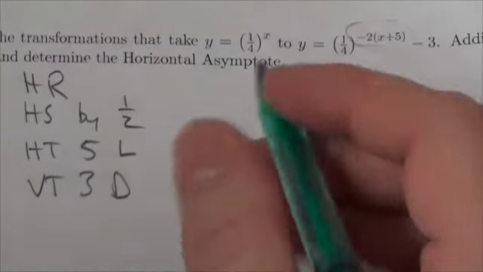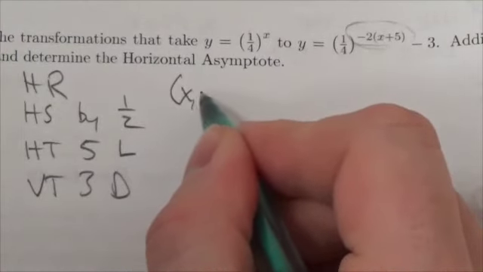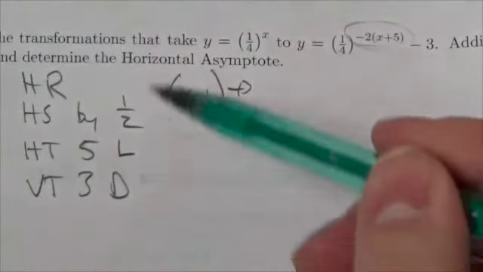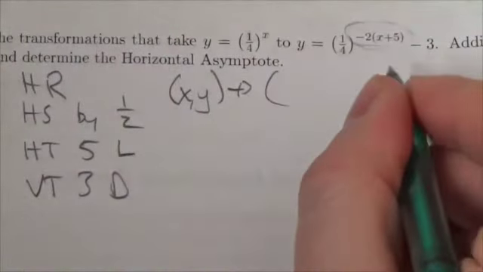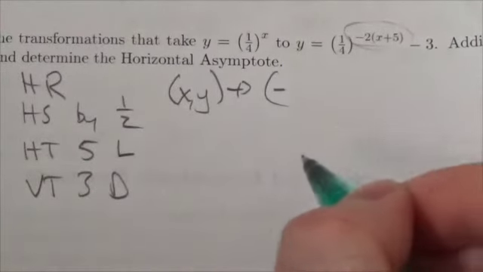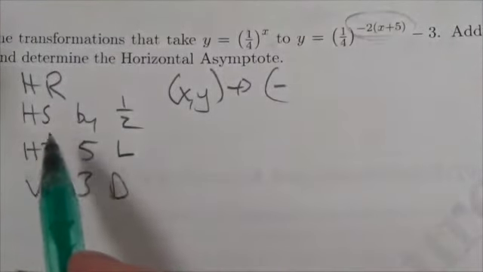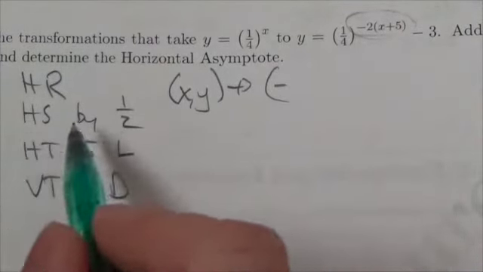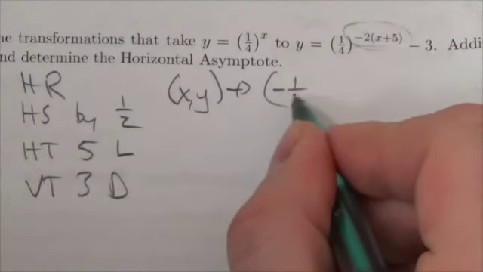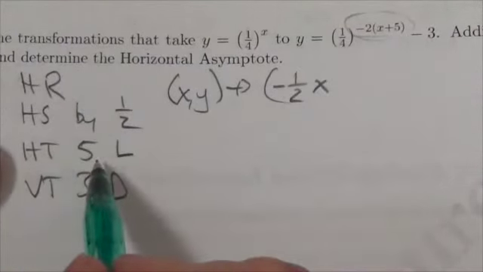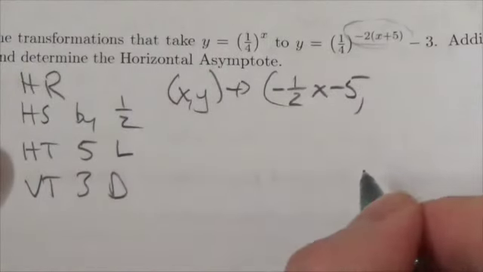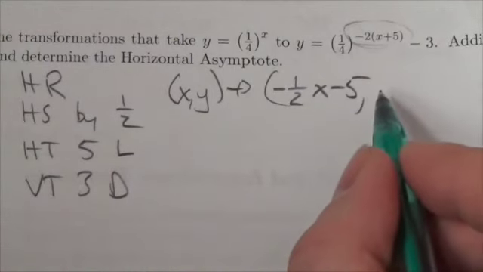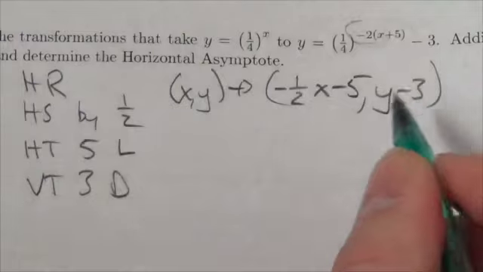Now, the mapping is a description of what's actually going on with the individual points. The mapping should reflect our description of the transformations. So a horizontal reflection means I'm putting a negative in front of the x-coordinate. A horizontal stretch by a factor of 1/2 means I am multiplying x by a half. 5 to the left means I am subtracting 5 from it. And the only thing that's affecting the vertical coordinate, the y, is the 3 down, so it's going to be y minus 3.